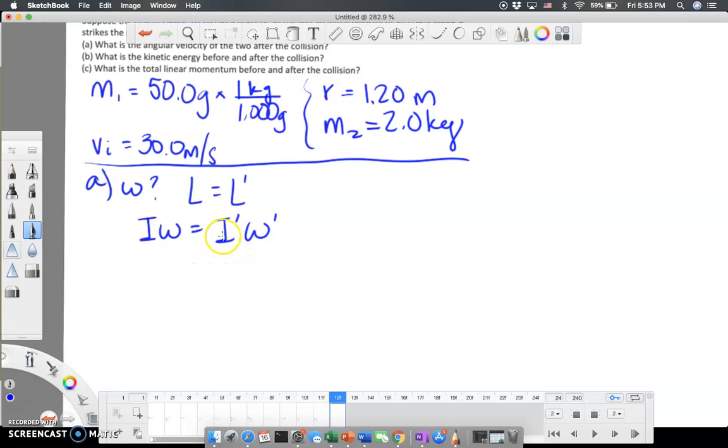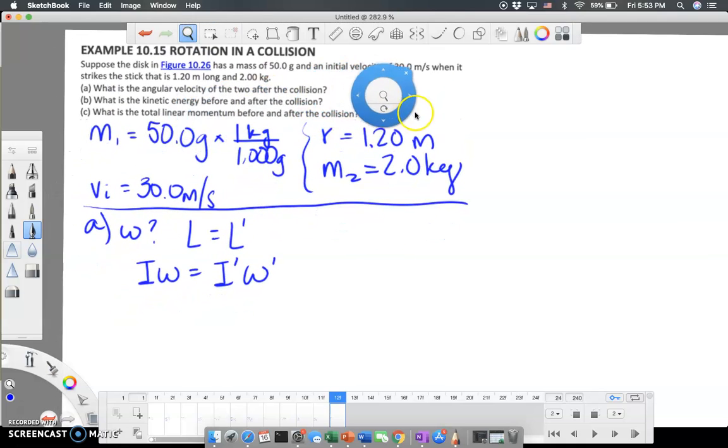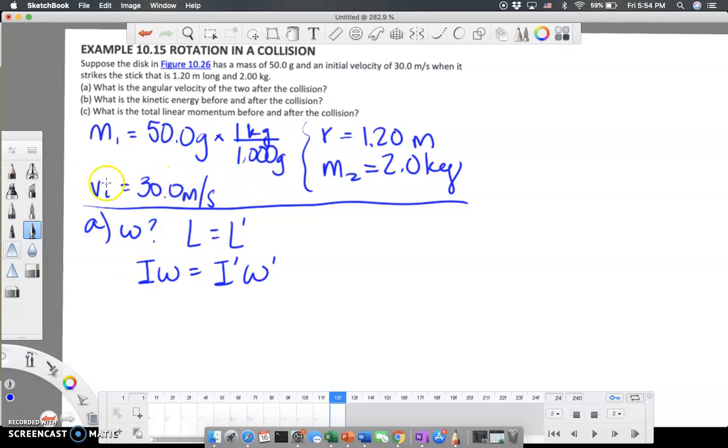Before our collision, we have some initial velocity, and this was in meters per second, so it's just a linear velocity here. So we're going to have to translate that into an angular velocity, and from there we can get our angular velocity after the collision, which is omega prime.